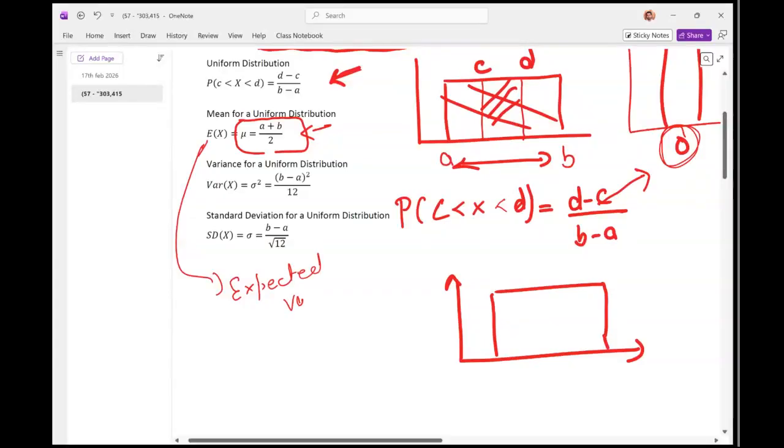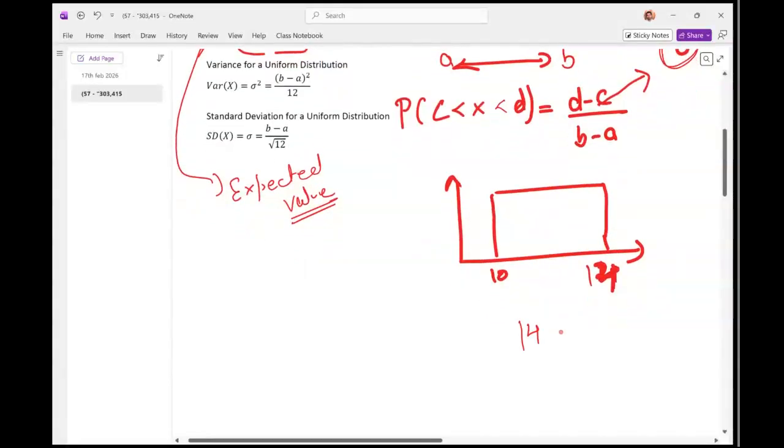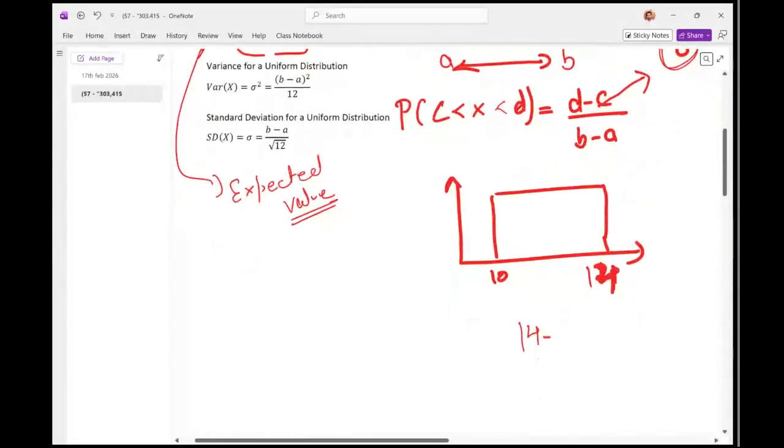Expected value. So, when are you expecting him to come to your house? Okay, so you're going to say 10 to 2 p.m., or I can call it 14. So this will be equal to 14 plus 10, divided by 2, and that will be equal to 24 divided by 2, which is 12.